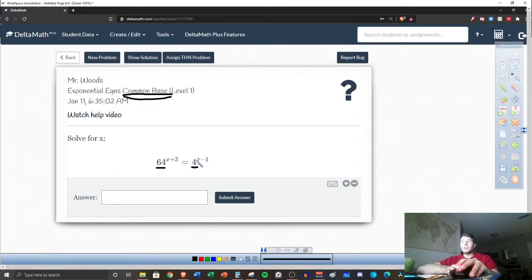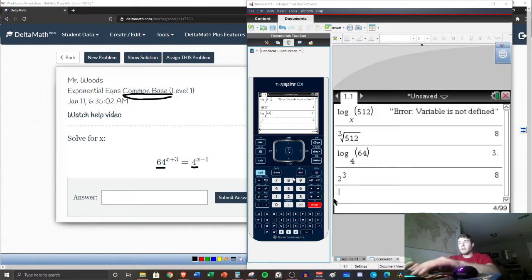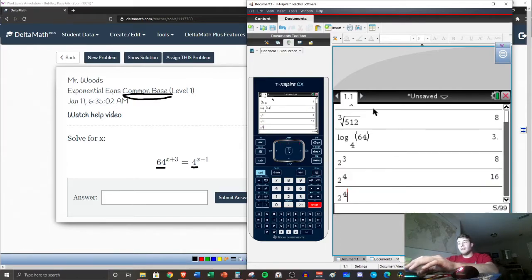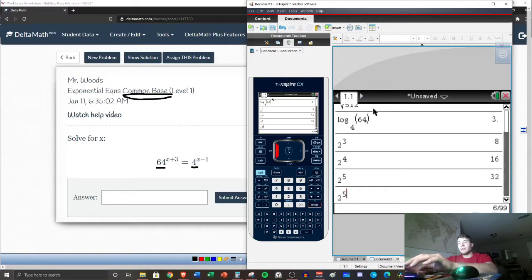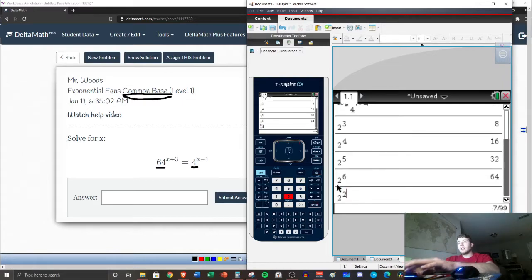Well, I know that 2 to the second power equals 4. Can I raise 2 to a power to get 64? So let's raise 2 to the third. That gets me 8. That doesn't work. Let's go back up. Let's make it 2 to the fourth, 16, 2 to the fifth, 32, 2 to the sixth, I get 64, okay? And I know 2 to the second is 4.